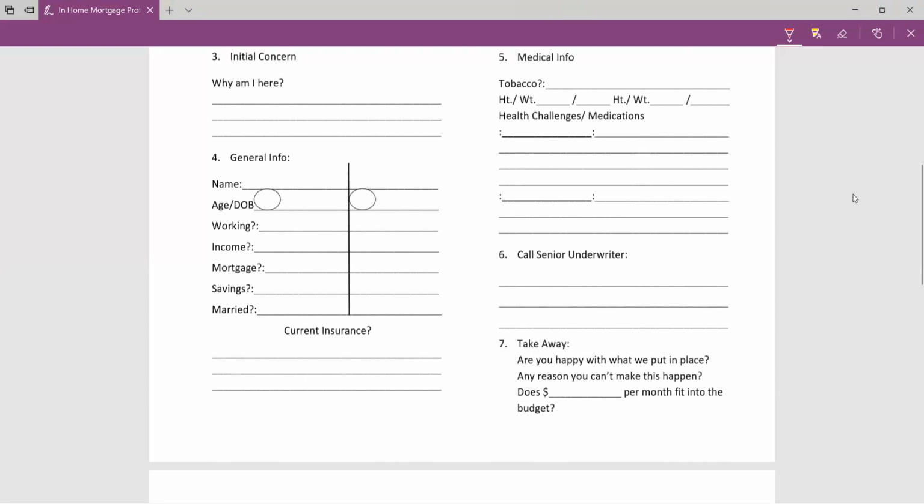So, obviously the first one is going to be name. The reason I do this is to keep the information separate so you know who's who. And then the next bubbles, you're looking at age and date of birth. Reason I do this, it makes it easier to quote, for one, but also for those couple carriers, like Foresters, for example, that use age nearest, it's always good to have their birthday down in front of you so you're not fumbling later to ask them what their birthday is.